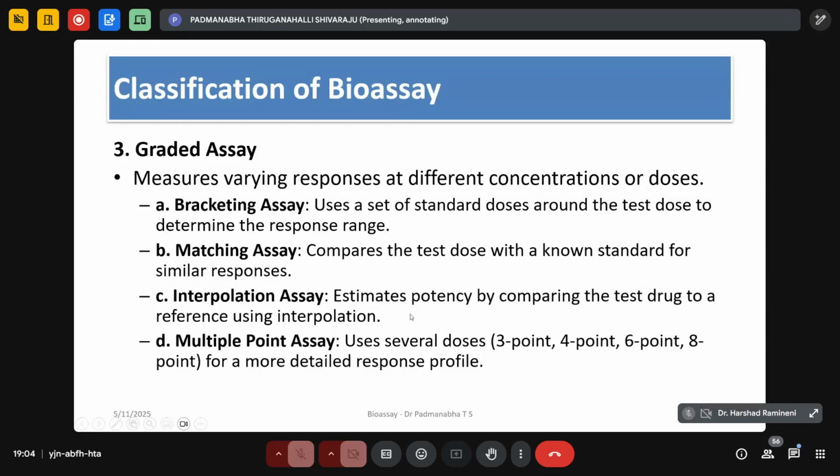And in the interpolation assay, you're going to estimate the potency by comparing the test drug to a reference using interpolation. So this requires a little bit more data, where we need to monitor properly, extrapolate properly, and put it on a graph to compare the potency of the test drug and the standard drug. Then we have the multiple point assay, where we use several doses, that is the 3-point assay, 4-point assay, 6-point, and 8-point. When we compare all those assays, the multiple point assay is more accurate and more reliable when compared to the other types of assays.